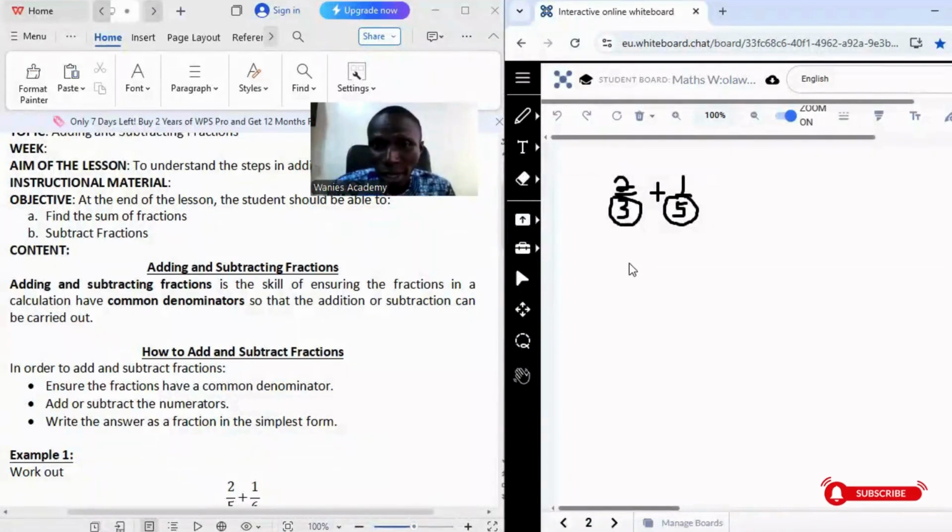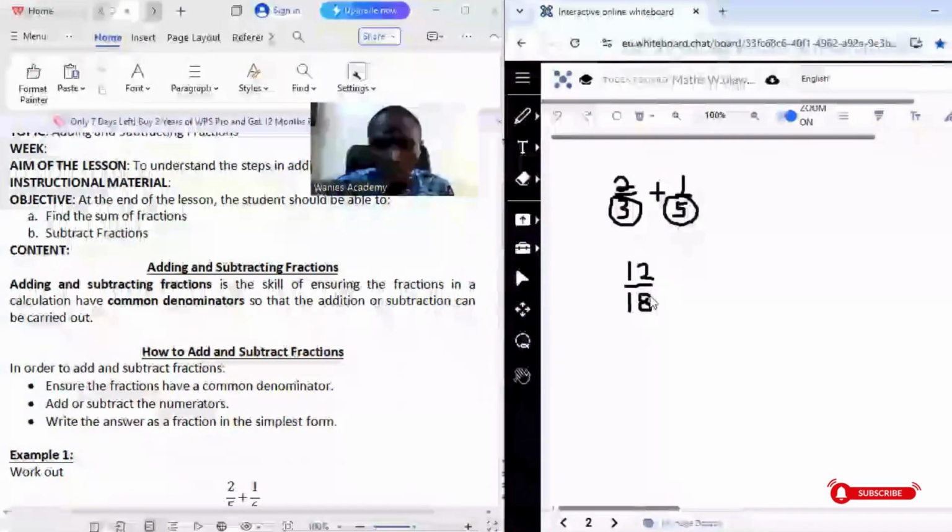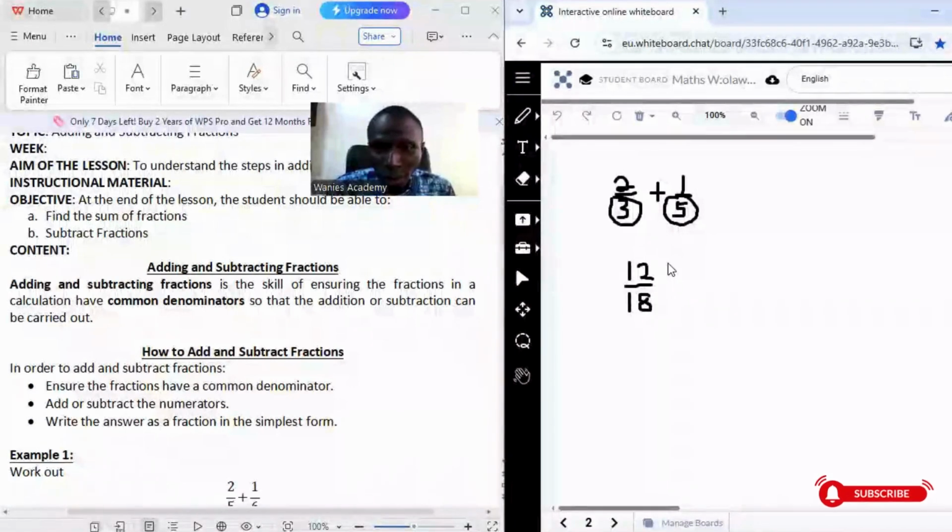Let's say, for instance, if we have 12/18 to be the answer after adding or subtracting the fractions, you just have to simplify it to the simplest form. And how we're going to do this, we're just going to divide this by 6. Divide 18 also by 6. Then we can have this to be 2/3.